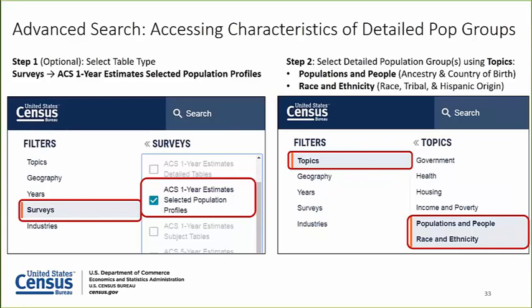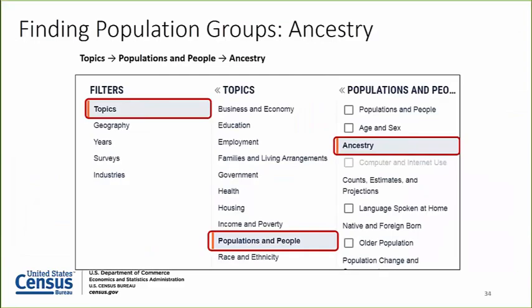you would go to, and this could be optional, you could choose your survey first, choosing the one-year population estimates, ACS population estimates by selected population profile. And then you could go to your topic. You would choose either population and people, so ancestry and country of birth are under population and people. Race, tribal, and Hispanic origin are under race and ethnicity. So let me quickly show you. Here's ancestry. It's under population and people.